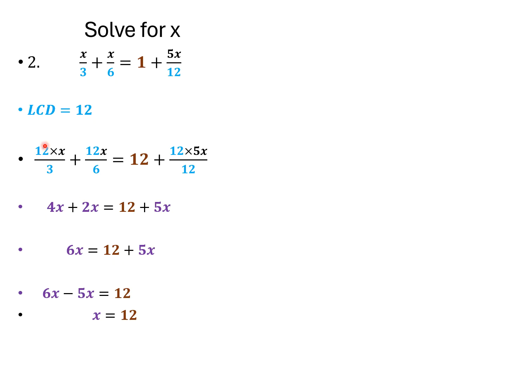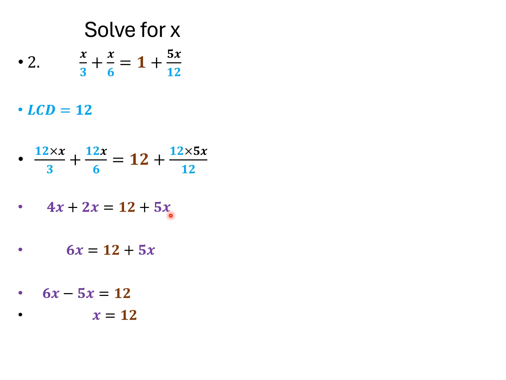So 3 goes in 12, 4 times. So I'm left with 4 times x, which is 4x. 6 goes in 12, 2 times, which leaves me with 2x. There 1 times 12 stays 12. 12 times 5x is 60 divided by 12 gives me 5x.